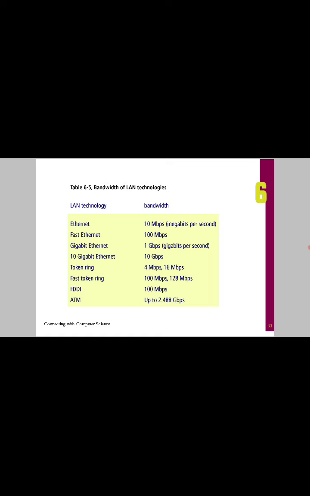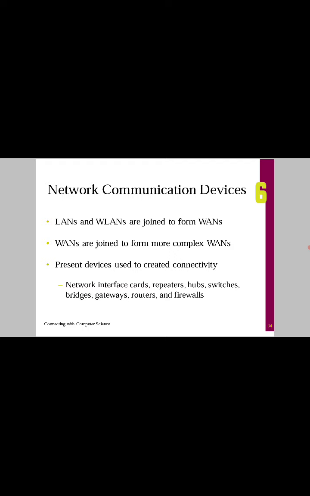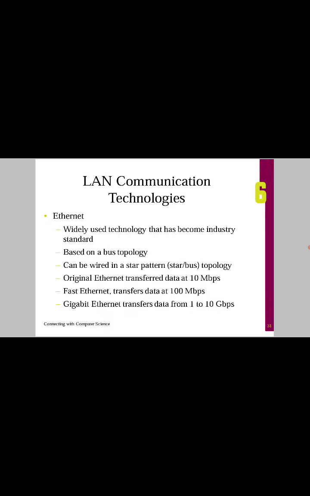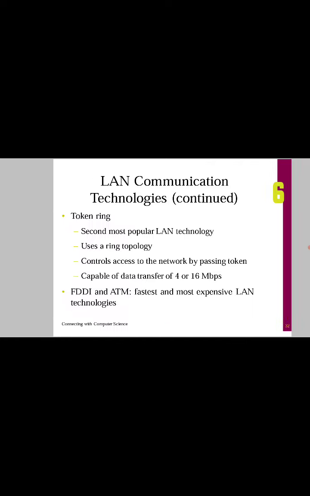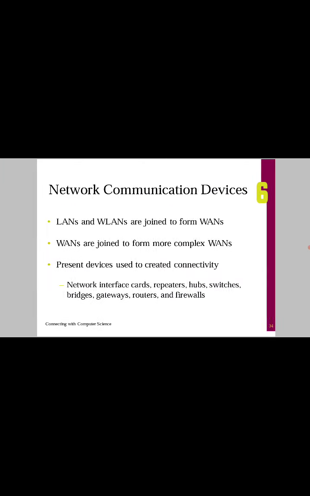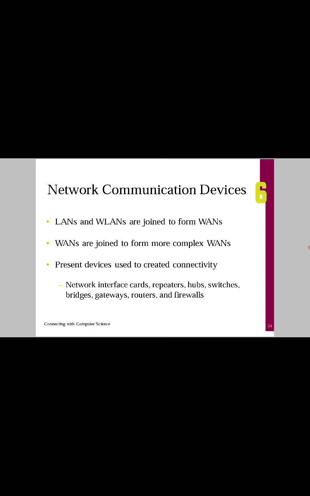Bandwidth of LAN technologies: Ethernet, 10 Mbps. Fast Ethernet, 100 Mbps. Gigabit Ethernet, 1 Gbps. 10 Gbps Ethernet, token rings, fast token rings, FDDIs, ATMs. So network communication devices. What are the different types of LAN communication technologies? Ethernet and token rings.